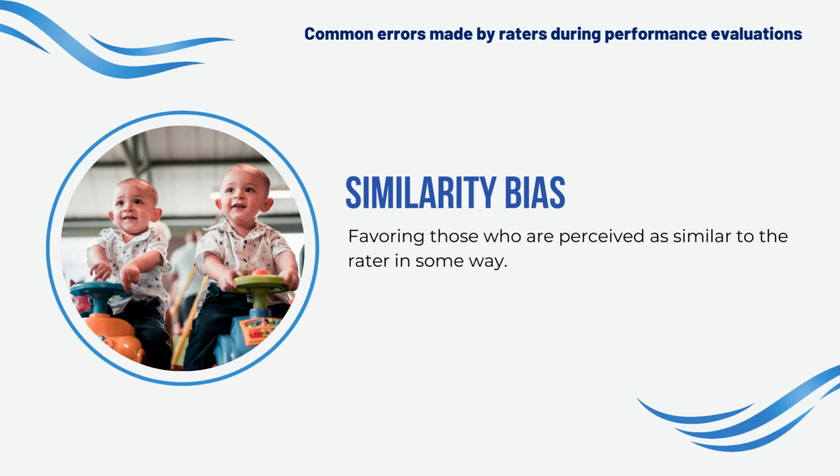The problem with similarity bias is that it can significantly distort performance evaluations, leading to unfair outcomes. High performers might be overlooked if they don't share similarities with the rater, while those who are similar to the rater might be rated more favorably than their performance merits.